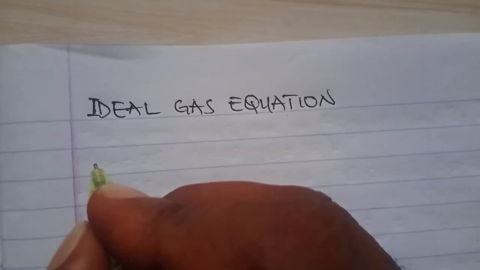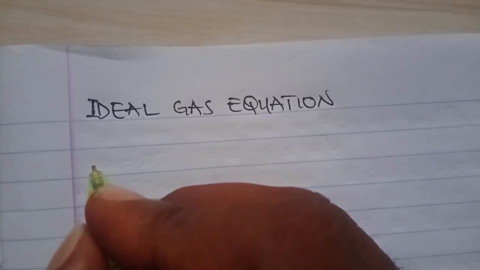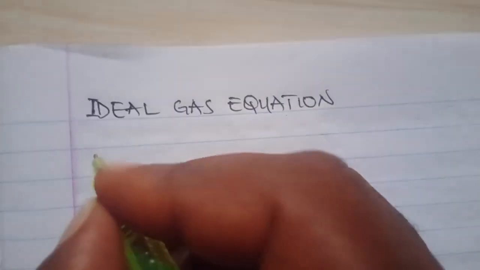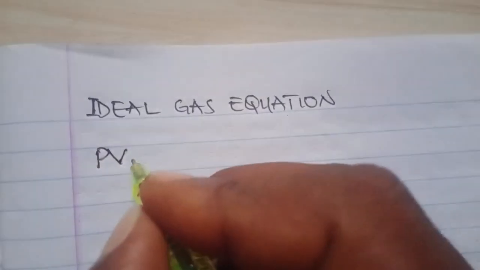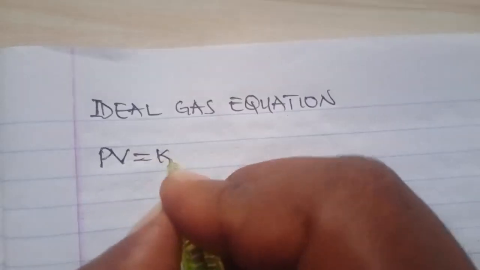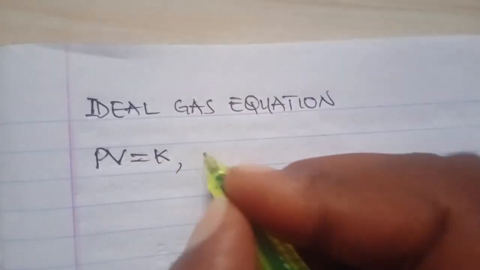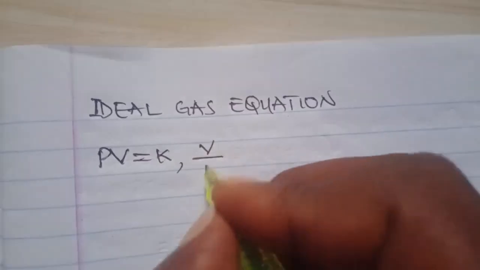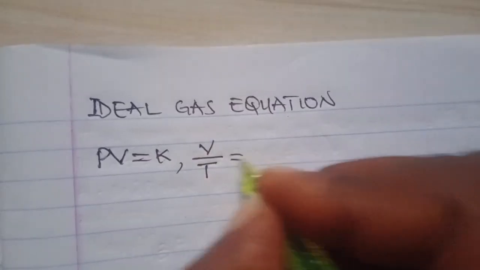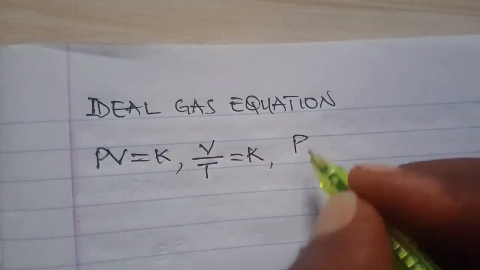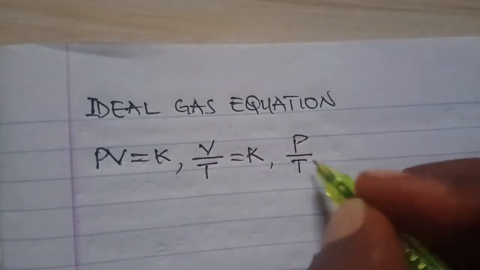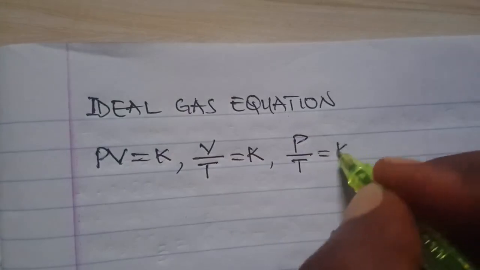In this video, we want to talk about the ideal gas equation. Boyle's law says that the product of pressure and volume is constant. Charles' law says that the ratio of volume to absolute temperature is constant. And pressure law says that the ratio of pressure to temperature is constant.